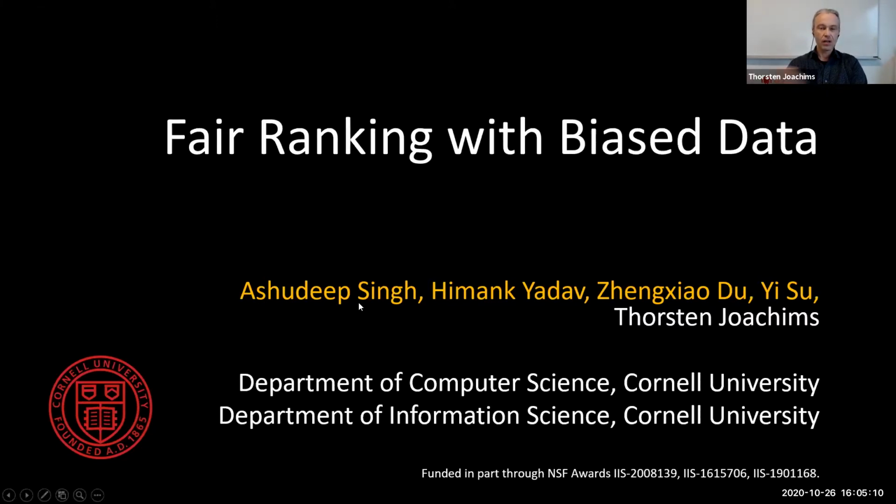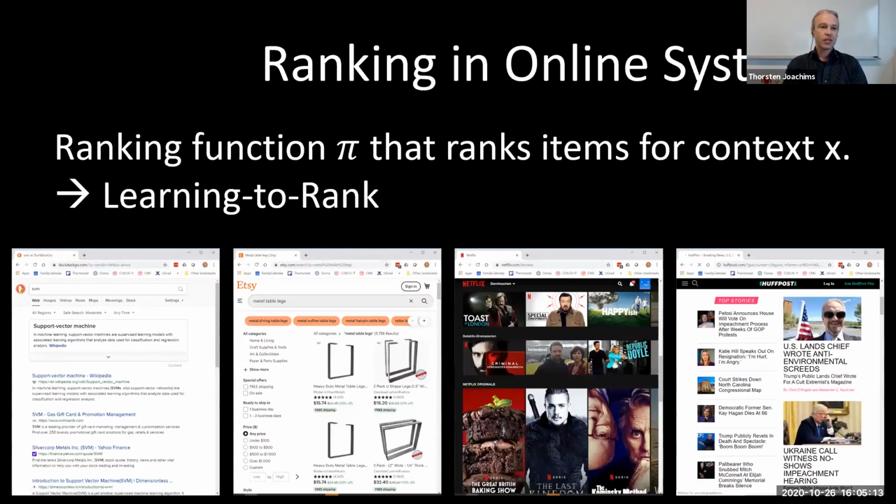So rankings are really just ubiquitous. We have rankings in search engines where we rank results in response to a query. We have rankings in e-commerce. So this is a query that I recently had for metal table legs. I wanted to have a new desk in my home office, and I think I actually bought these ones eventually, or something very similar to that. You all get rankings if you consume media, that could be movies, could be music. It's all based on recommendations and rankings. And much of the news that we consume these days are mediated through rankings. And this is how we do get our news.